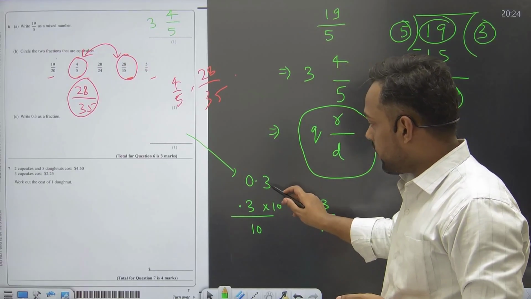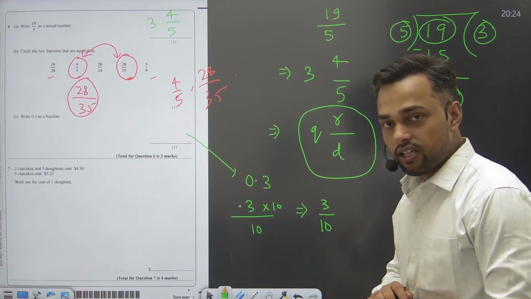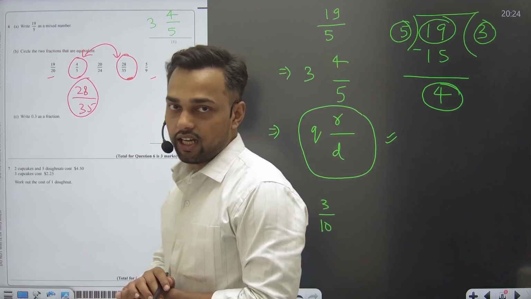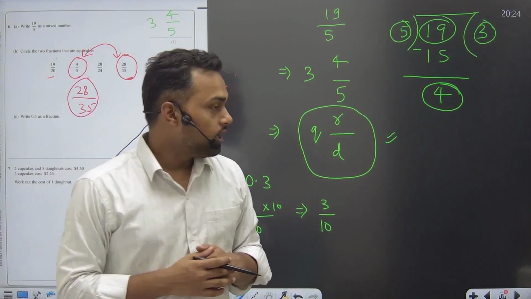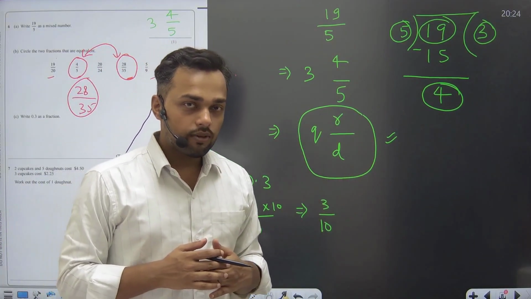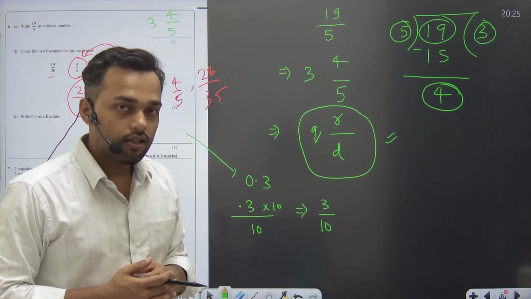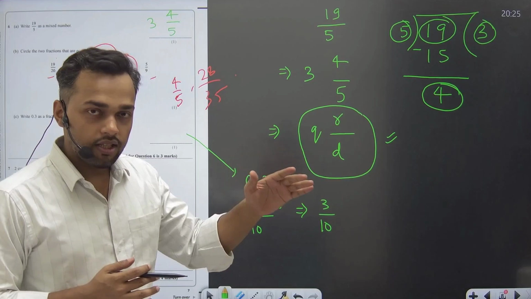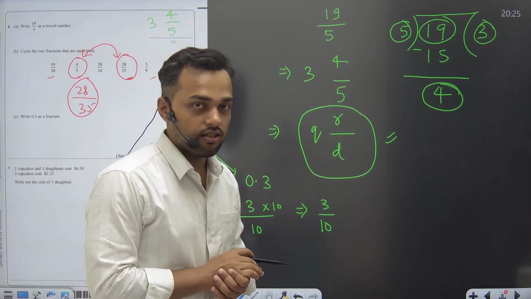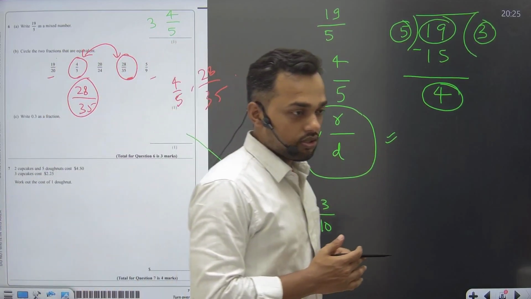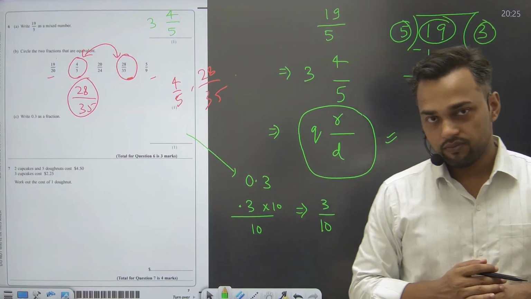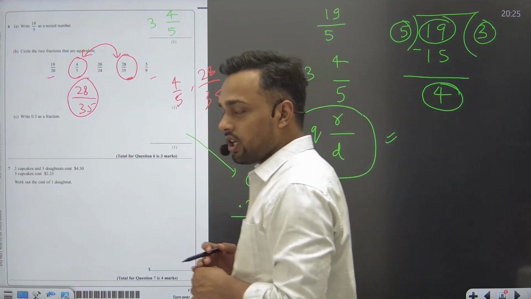Now the second concept: here it is 0.3, which is after one decimal place. For removing one decimal point, we multiply and divide by 10. This is the basic concept. Similarly, to remove two decimal places, if the decimal is after two significant figures, we will use 100. Similarly, if the decimal point is after three digits, we will use 1000.